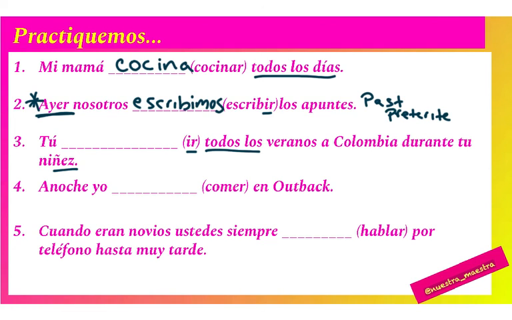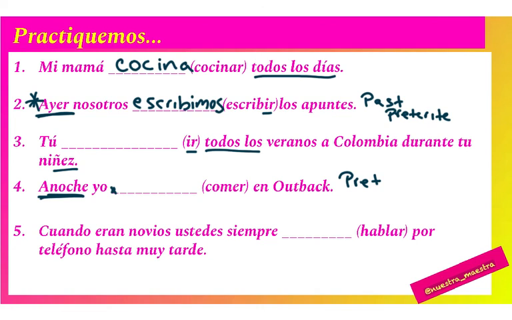Número 4. Anoche, last night. Therefore it happened, over and done with. Comer and Outback, it's the yo form. We're going to also use the preterite tense. Please write in that conjugation.